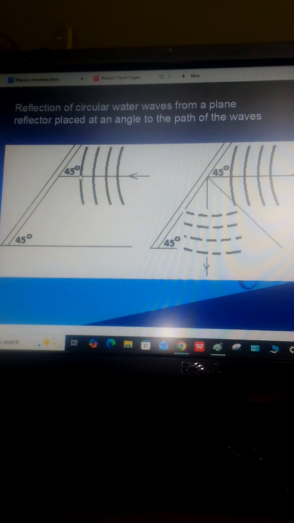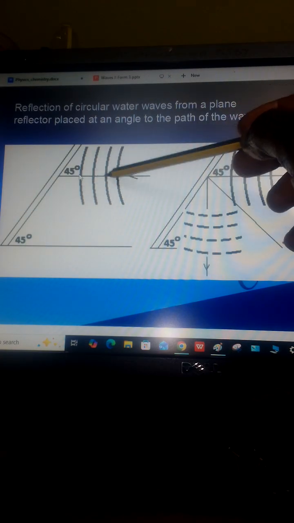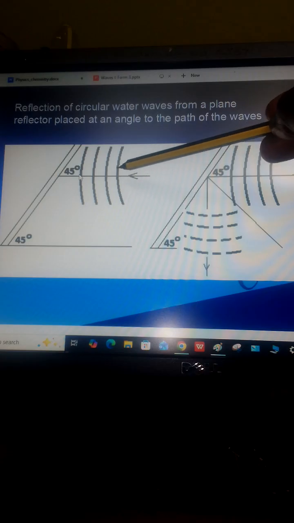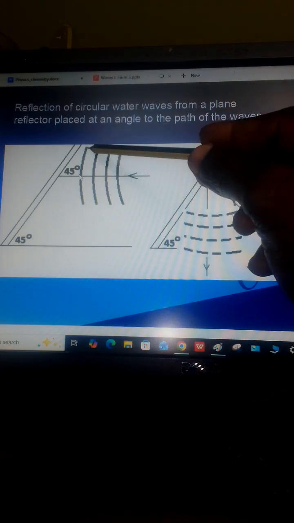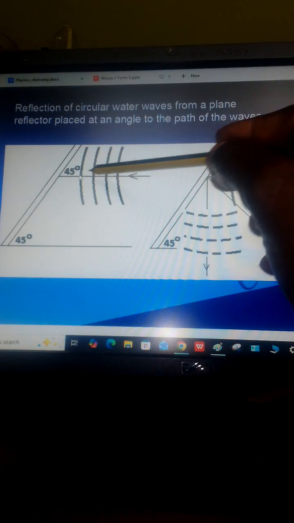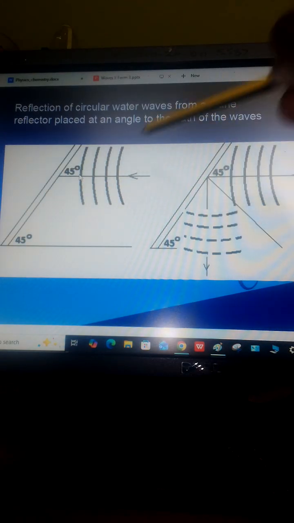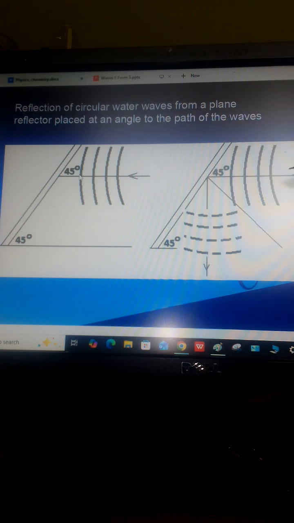Next we have reflection of circular water waves from a plane reflector placed at an angle to the path of the waves. So these are the circular water waves. There are 3 waves, 1, 2, 3, and they are incident on this plane reflector, which is placed at 45 degrees to the horizontal. So this is what will happen when the waves hit this plane reflector at 45 degrees.